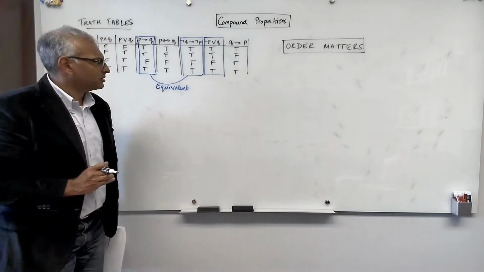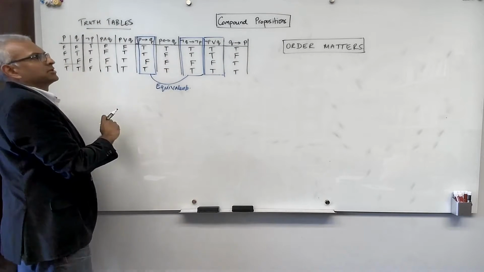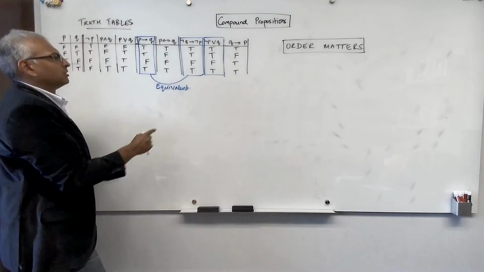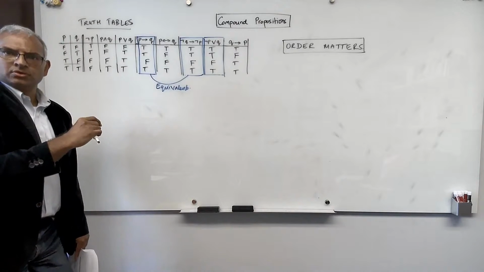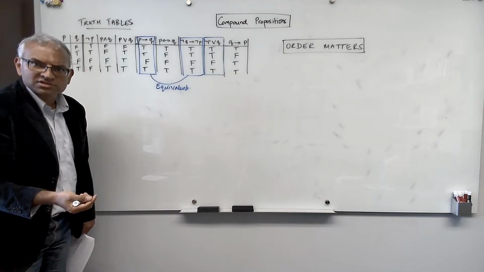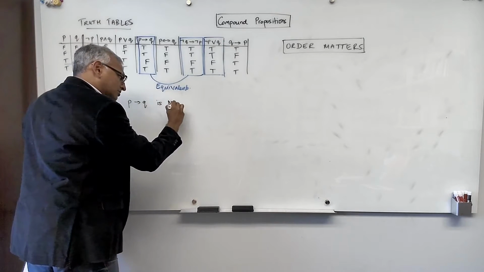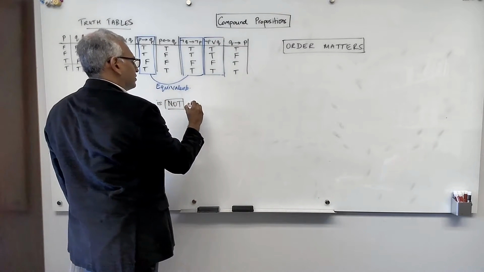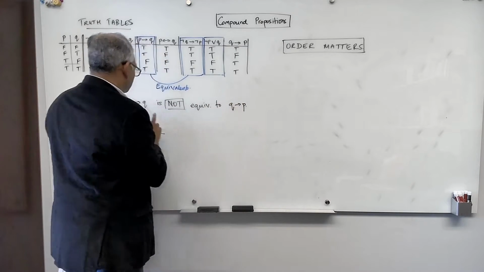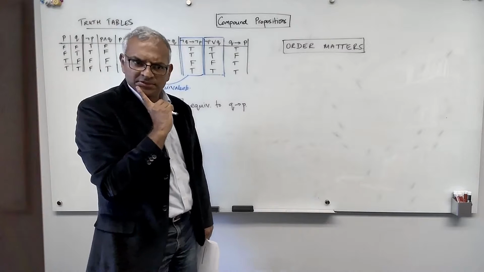What's the big side note? Q implies P does not have the same truth table as P implies Q. See? True, true, true, true, true, false, false, true. So when one is true, it's not necessarily the case that the other is true. When one is false, it's not necessarily the case the other is false. Okay. So P implies Q is not equivalent to Q implies P. The order matters. Okay. And that's very important.